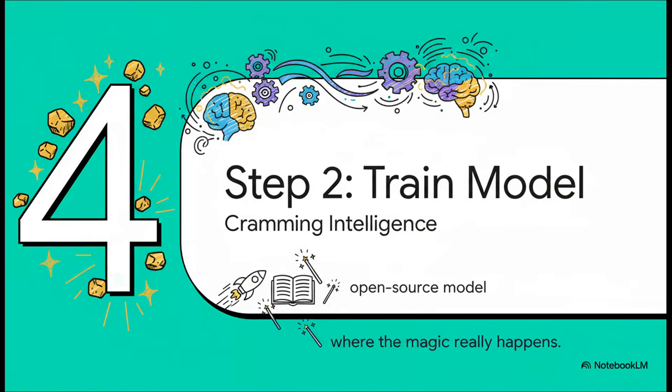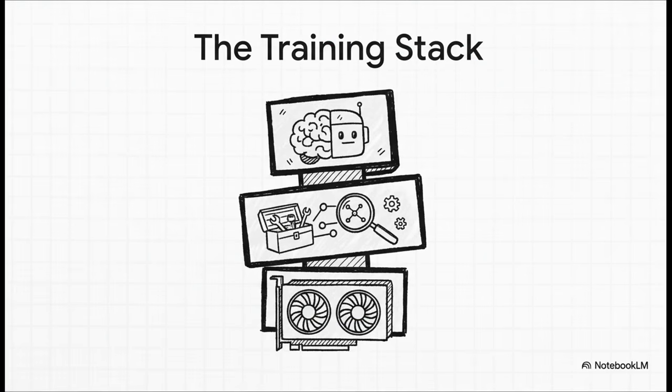Okay, on to step 2. Now that we have our goldmine of data, we can start cramming all that specialized intelligence into a small open source model. And this is where the magic really happens. And you might be thinking this requires some crazy server farm, but the training stack is so much more accessible than you'd think. You pick a small but really capable student model, like a Llama 3. You use a super easy framework like Unsloth to fine-tune it with a technique called LoRA.